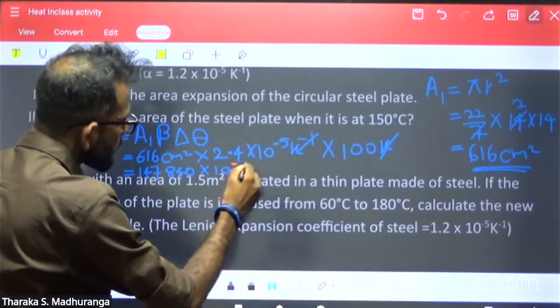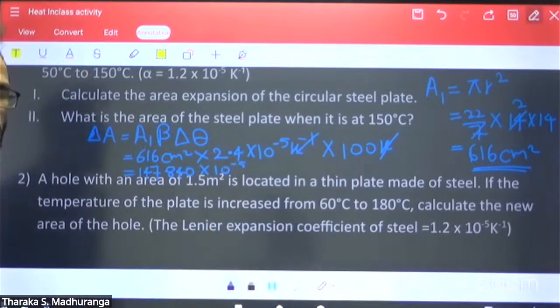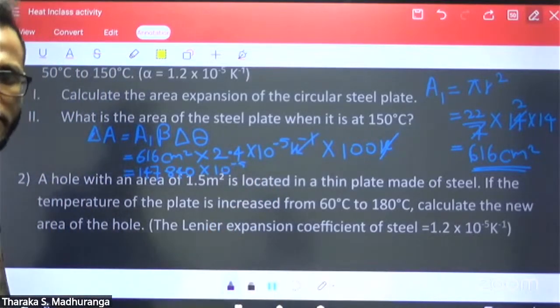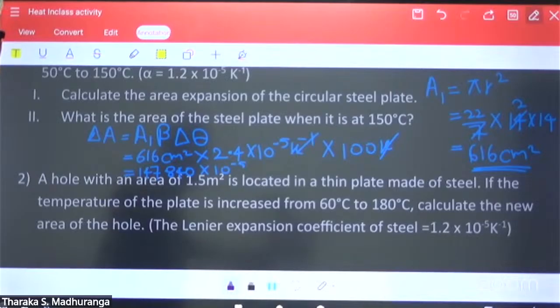Multiply by 10 to the power minus 5. Is there a signal problem on my side?